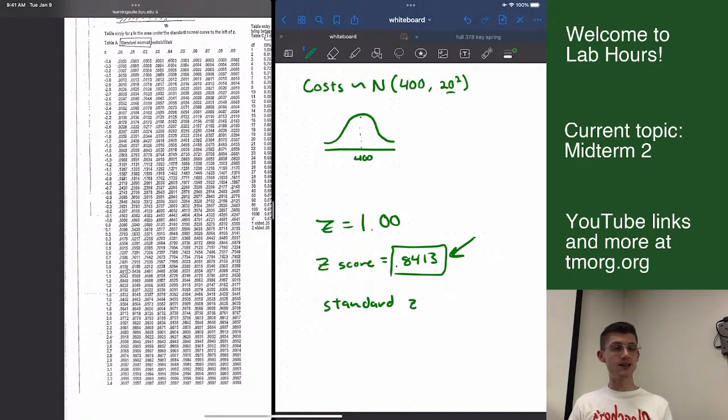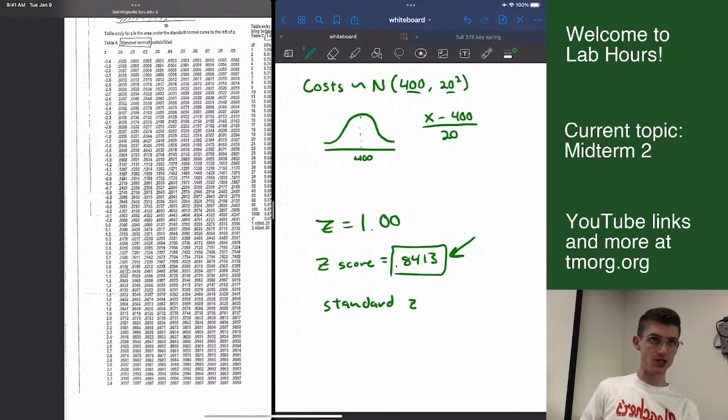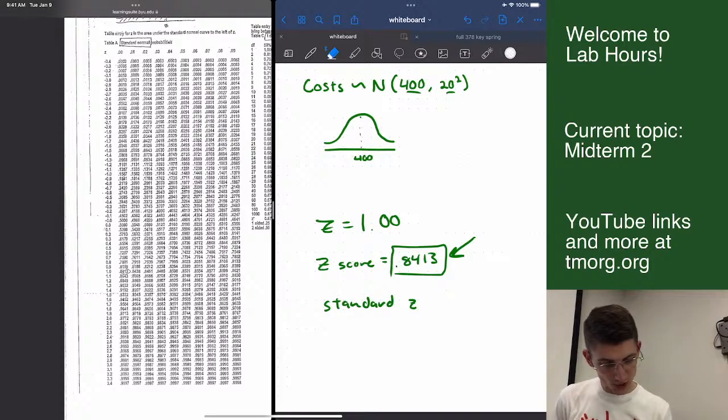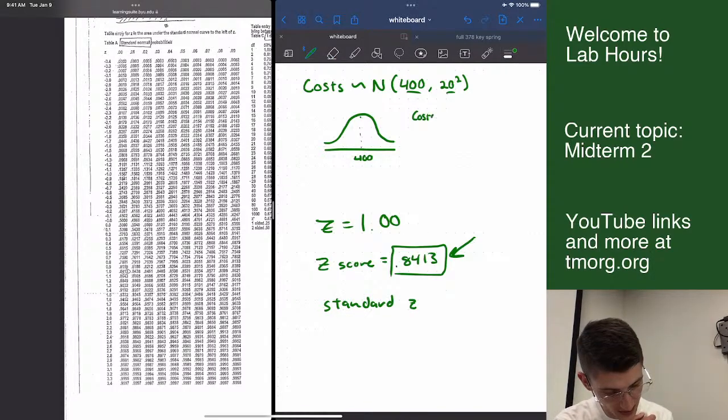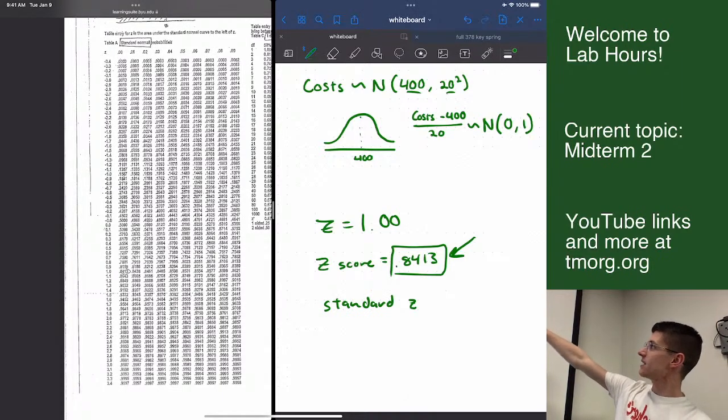However, I can standardize my company's normal distribution into a standard normal by taking whatever number I want to play around with, subtracting the mean, or the expected value parameter, and then dividing by the standard deviation. So if, for example, I wrote (costs − 400)/20, that is distributed as a normal random variable with a mean of 0 and a standard deviation of 1. Fun fact. So now that I've done that, I can use this table.